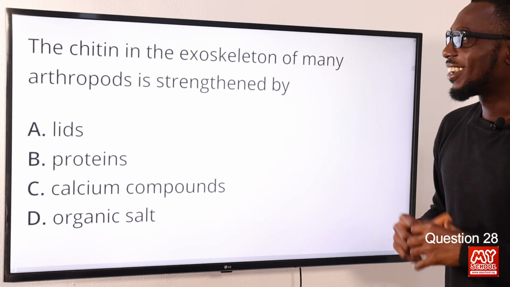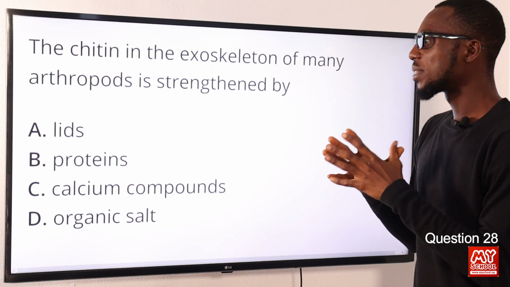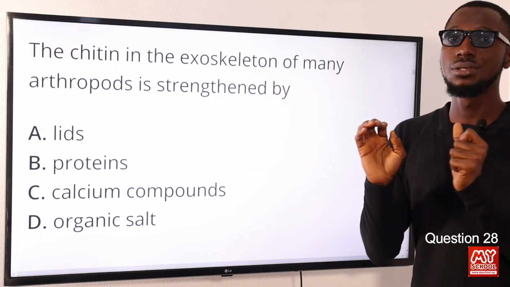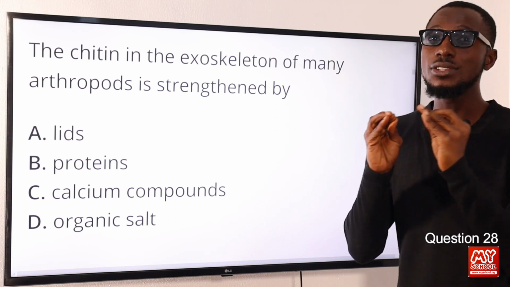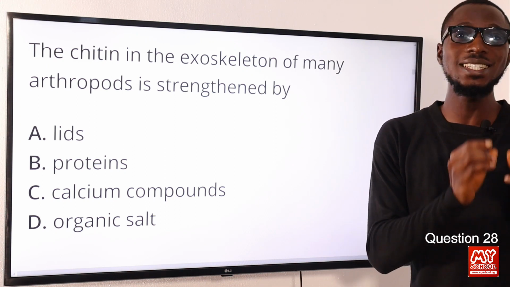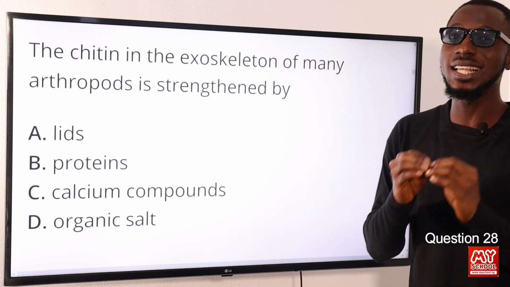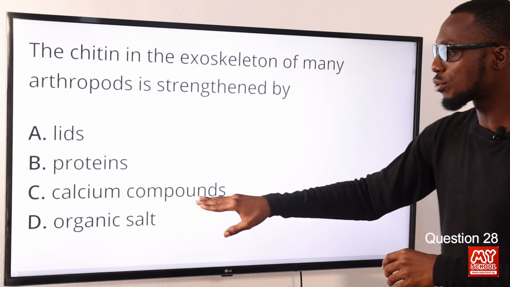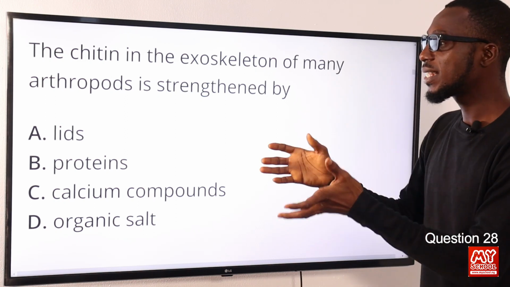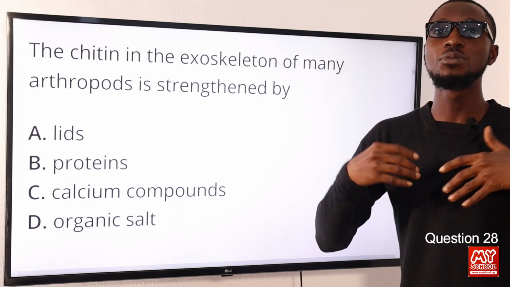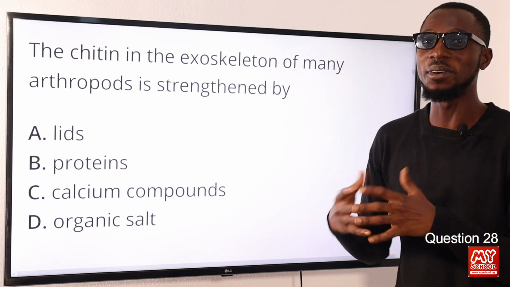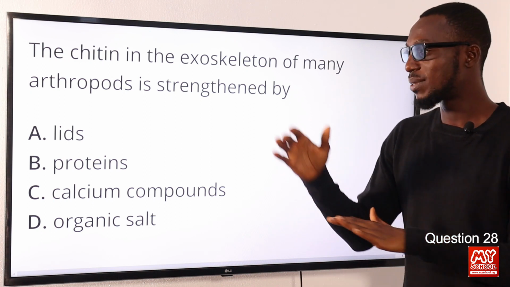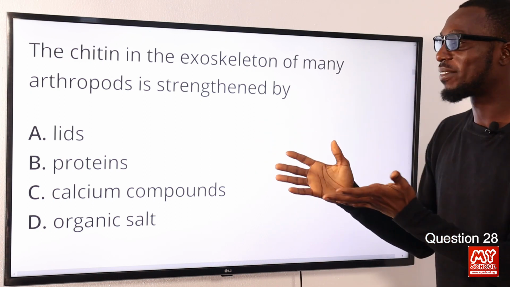Number 28. The chitin in the exoskeleton of many arthropods is strengthened by what? We know that chitin is the major component of the exoskeleton of arthropods. Chitin is often strengthened by deposits of proteins and minerals such as calcium carbonate. If we scan through the options provided, you will find that we have proteins and calcium compounds, to be specific, calcium carbonate. So this tells us that option B and option C are two viable answers. In subsequent questions, just know that if you have proteins presented to you or calcium compounds, both answers are valid. So I leave it to you. This is what we are having for question 28.